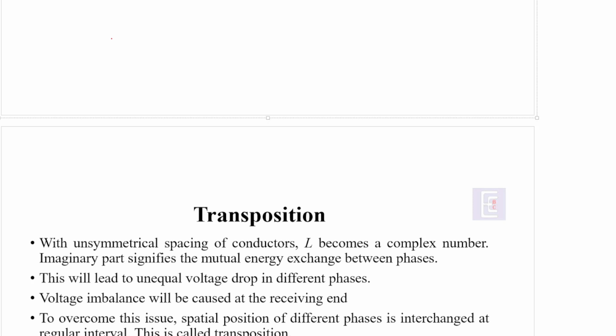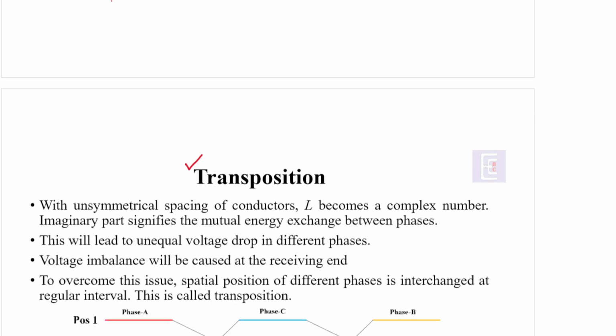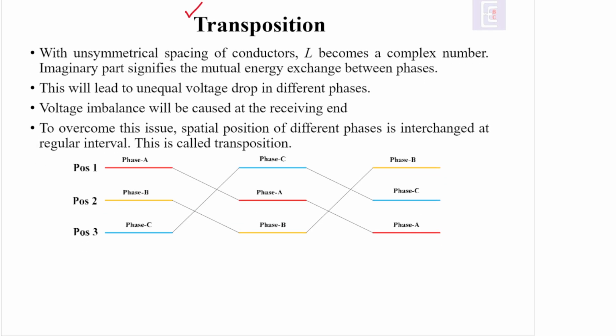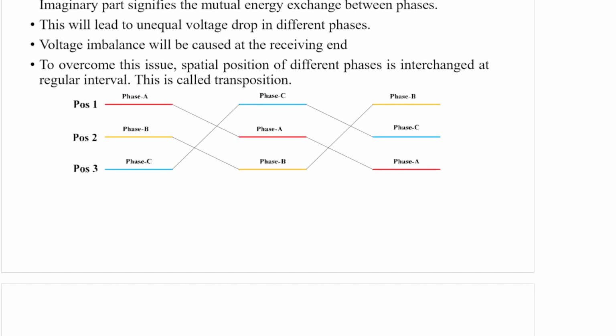So let us first discuss what is called transposition. It is a very important term in case of transmission tower configuration. Now, the spacing between conductors may be symmetrical or may be unsymmetrical.